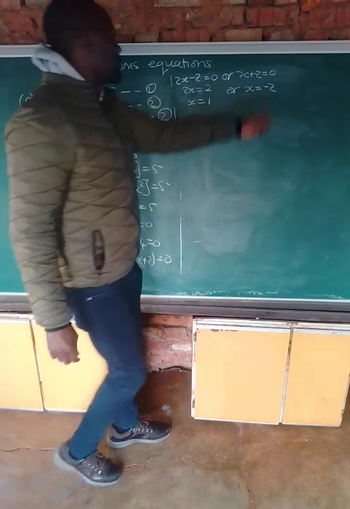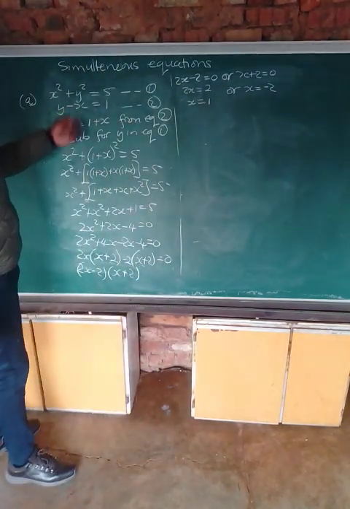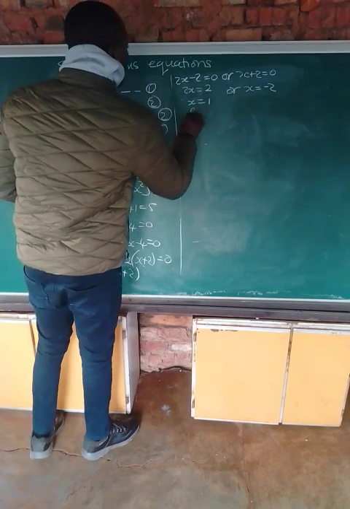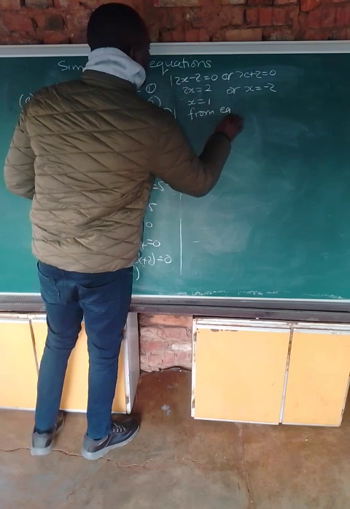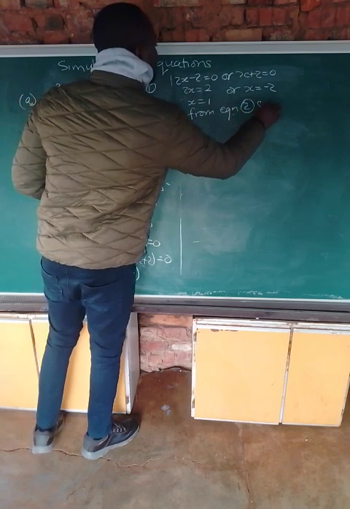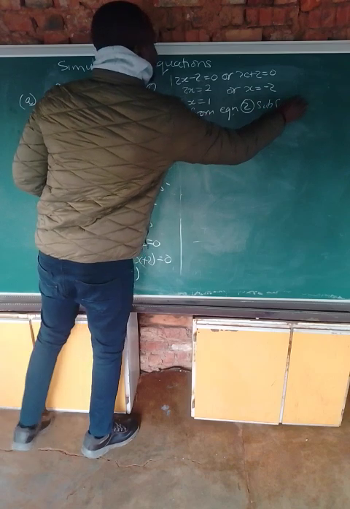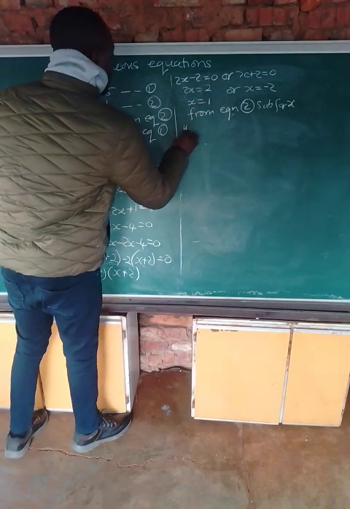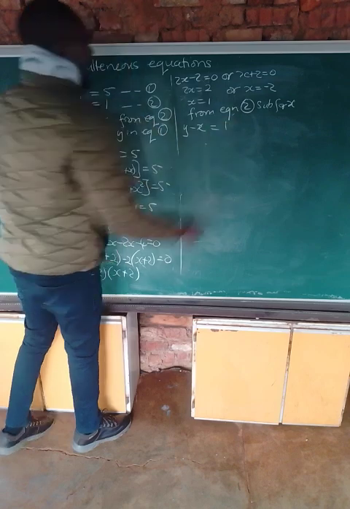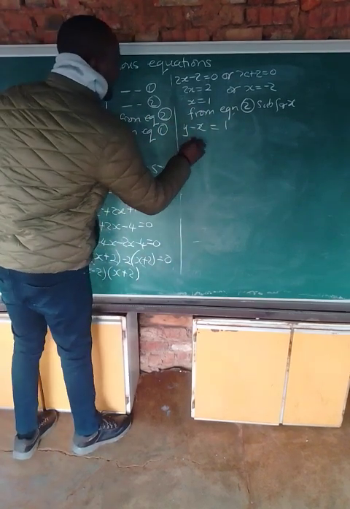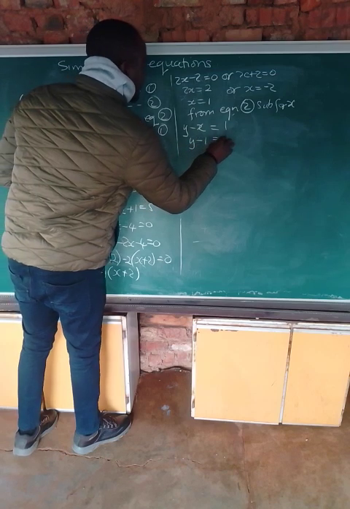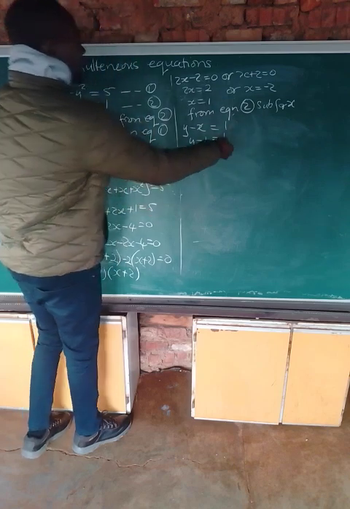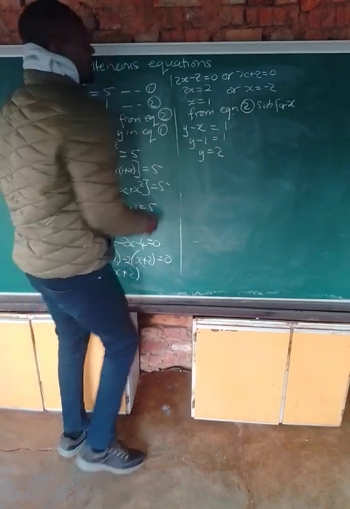So now we have two values of x. We substitute them in any equation. The simple one here is equation 2. So from equation 2, substitute for x. So now y minus x is equal to 1. This is equation 2. So put x there. So y minus 1 is equal to 1. 1 goes this side, it adds the other one. We get y is equal to 2.